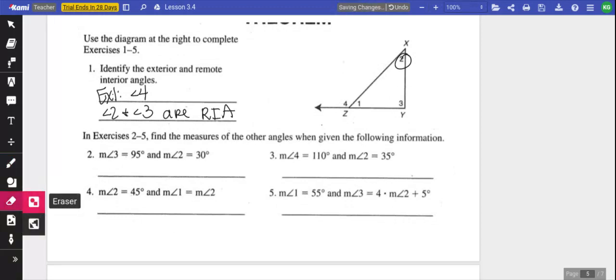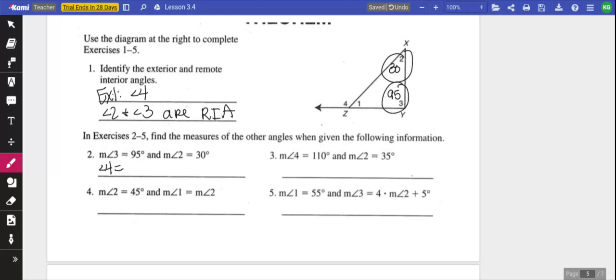So on this exercise, if we know that angle 3 is 95 and angle 2 is 30, find angle 4. Well, I know that angle 4 is found by adding these two together. So 30 plus 95 is 125. Then I know that if I add 30 and 95 and angle 1, that would make 180. So I'm going to take 180 minus 95 minus 30, 55.